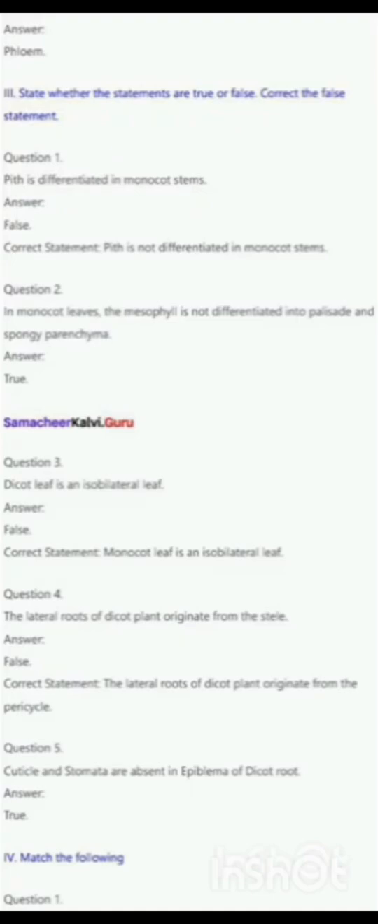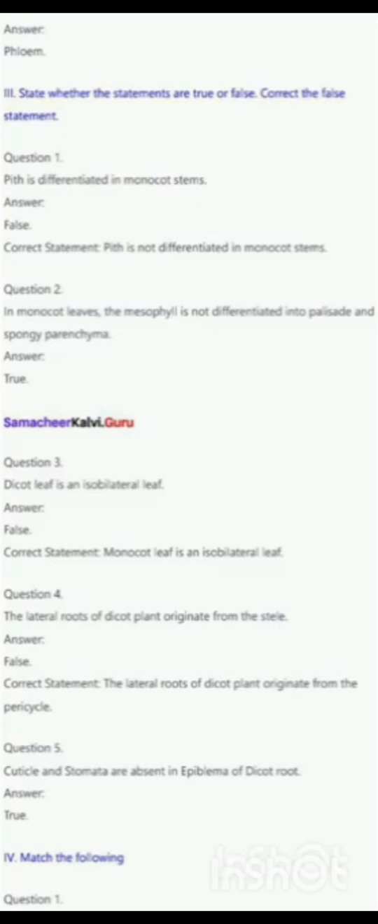3. State whether the statements are true or false. Correct the false statement. Question 1. Pith is differentiated in monocot stems. Answer: false. Correct statement: pith is not differentiated in monocot stems. Question 2. In monocot leaves, the mesophyll is not differentiated into palisade and spongy parenchyma. Answer: true.